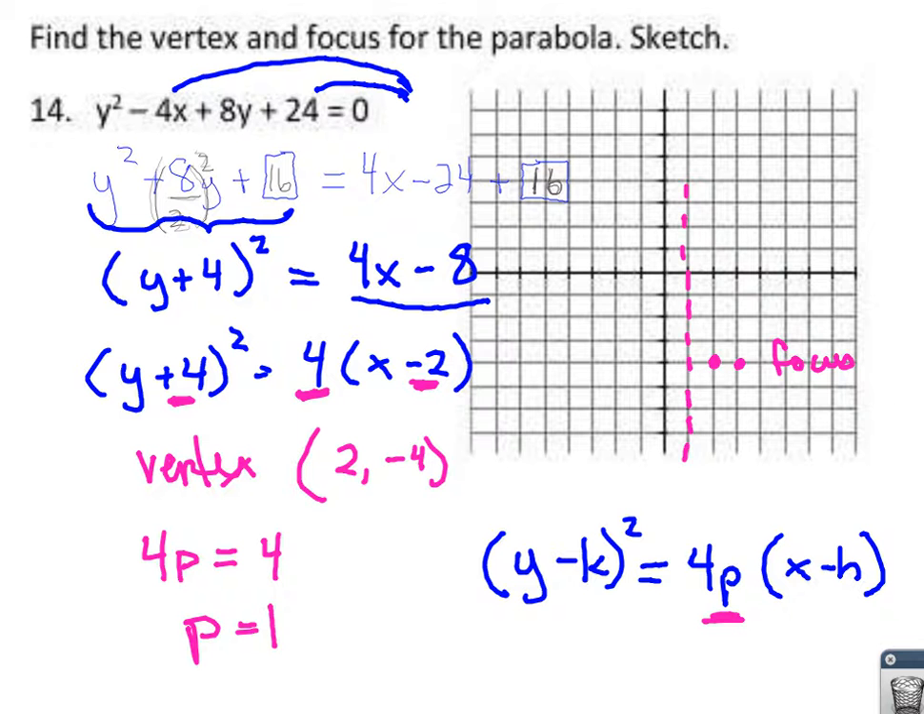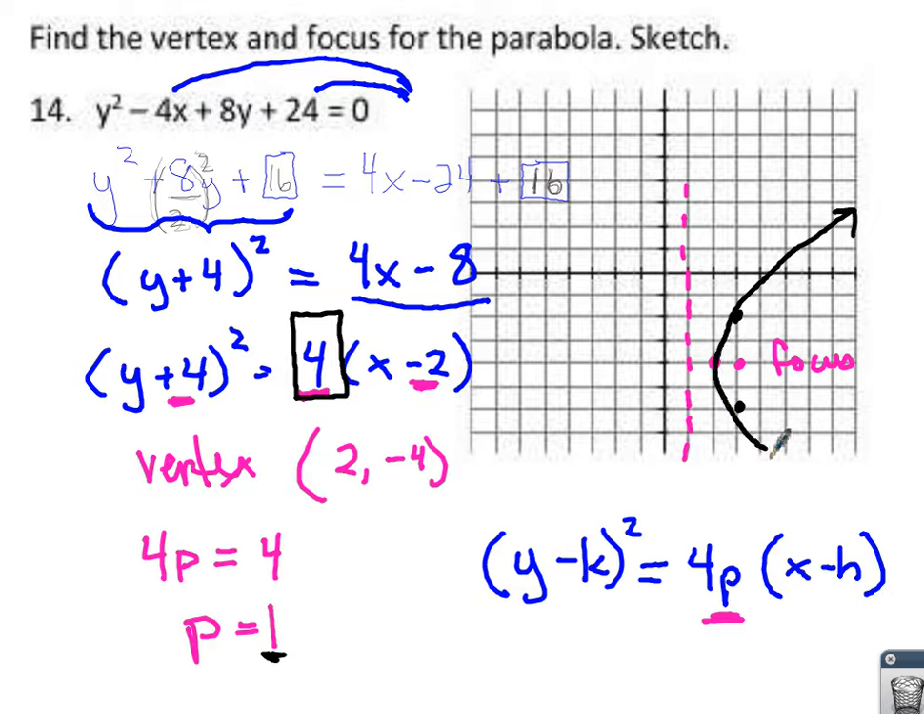Now the other points we get are from using our p value. Okay, so this number 4 is telling you the length of the latus rectum, which is the distance across your parabola through your focus. So to find that, you just divide 4 by 2. So there has to be 4 units in between your parabola, 2 units above and 2 units below, in order to get your points. So your latus rectum is what it's called.